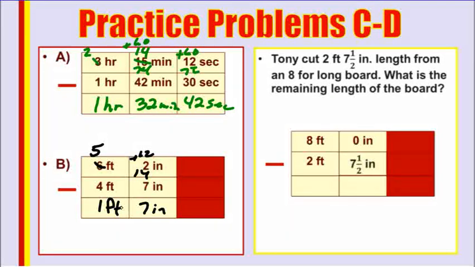And the last one on this slide, Tony cut 2 feet, 7.5 inches length from an 8-foot long board. What is the remaining length of the board? So I need to take away a foot and gain 12 inches. 12 minus 7.5. Well, 12 minus 7 is 5. Plus I need another half, so this would be 4.5. 7 minus 2 feet would be 5 feet. So 5 feet, 4.5 inches.